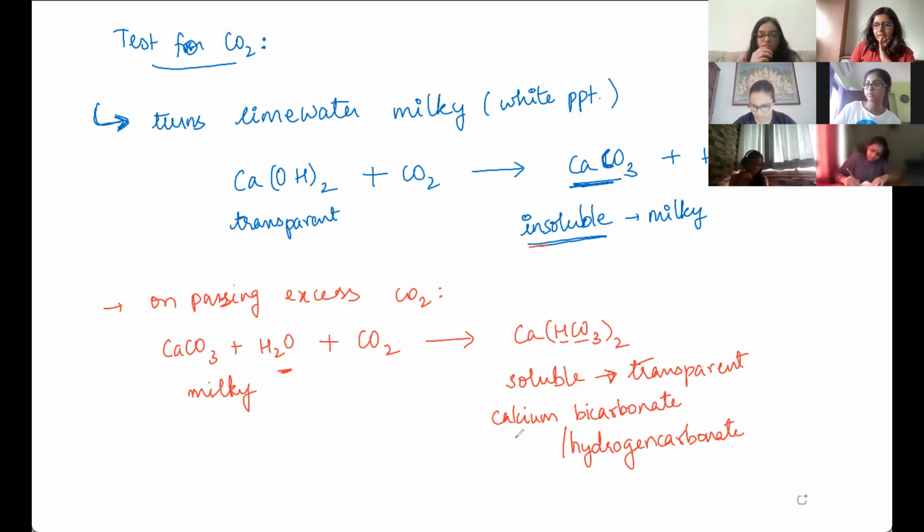Yeah. So this calcium carbonate is insoluble, so it looks milky, it's a white precipitate. This is soluble, so it dissolves in water, so that solution becomes transparent again. That's essentially what happens there.